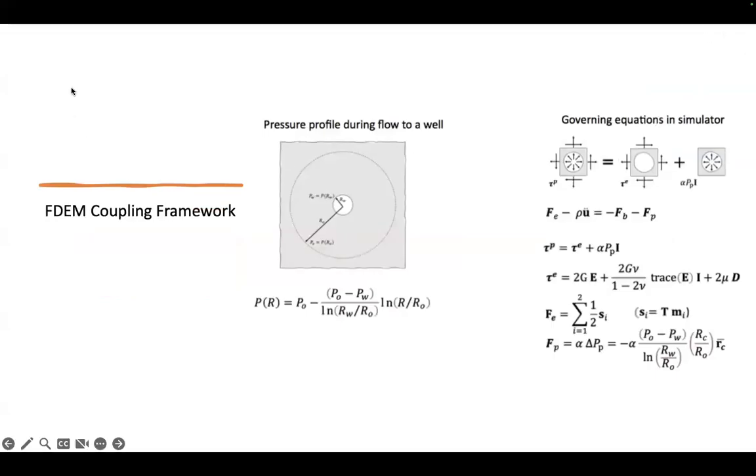FDEM is also being coupled with the pore pressure. We needed a way to define the pore pressure in the reservoir around the borehole. So I created this one-way coupling, assuming that the pore pressure is known and is just a function of the distance from the borehole walls. And then we coupled this into the framework of poroelasticity in FDEM.